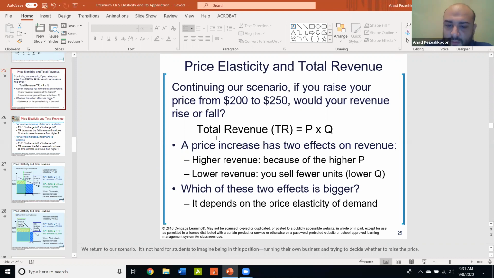The price increase has two effects on revenue. Higher revenue because price went up, lower revenue because, by the law of demand, prices went up and people would leave the market, so you sell fewer goods. You want to know which effect is bigger, so your revenues will actually go up or go down. And it all depends on price elasticity of demand. From price elasticity of demand to total revenue.